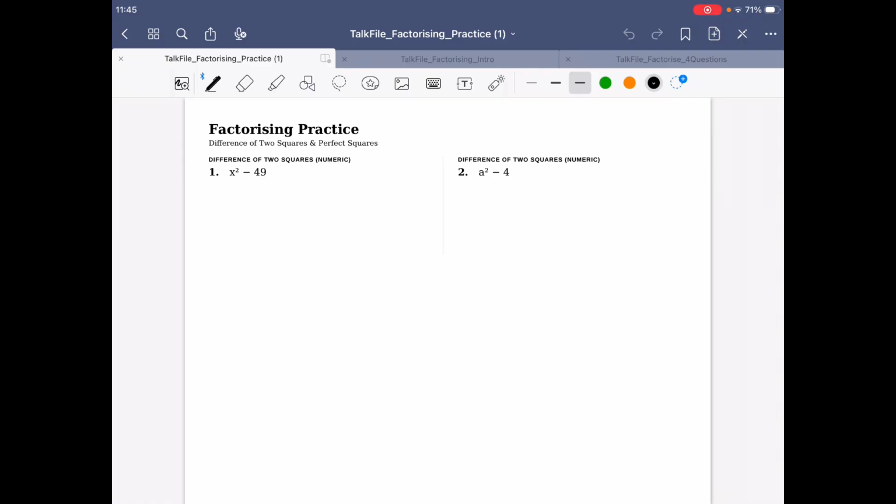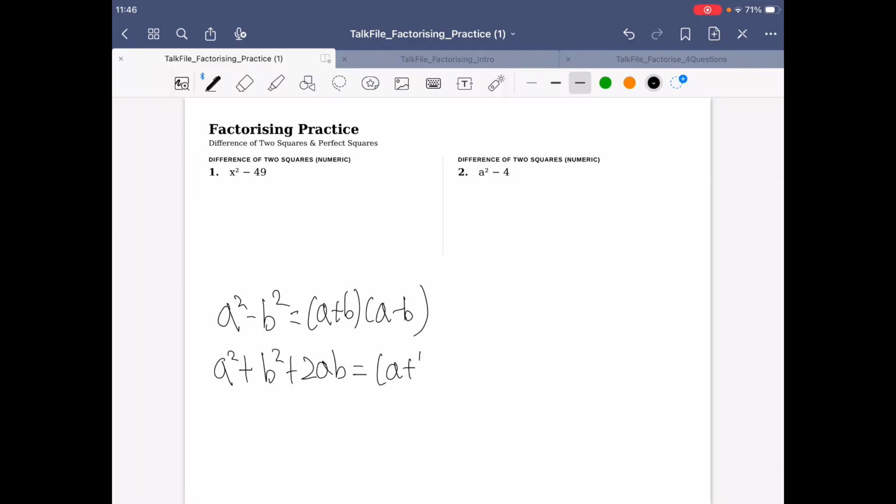Before we go any further, I wanna briefly organize what we learned last time. The first one was a squared minus b squared equals a plus b times a minus b. The second one was a squared plus b squared plus 2ab equals a plus b squared. If you see minus 2ab, then you get a minus b squared. So these were the formulas.